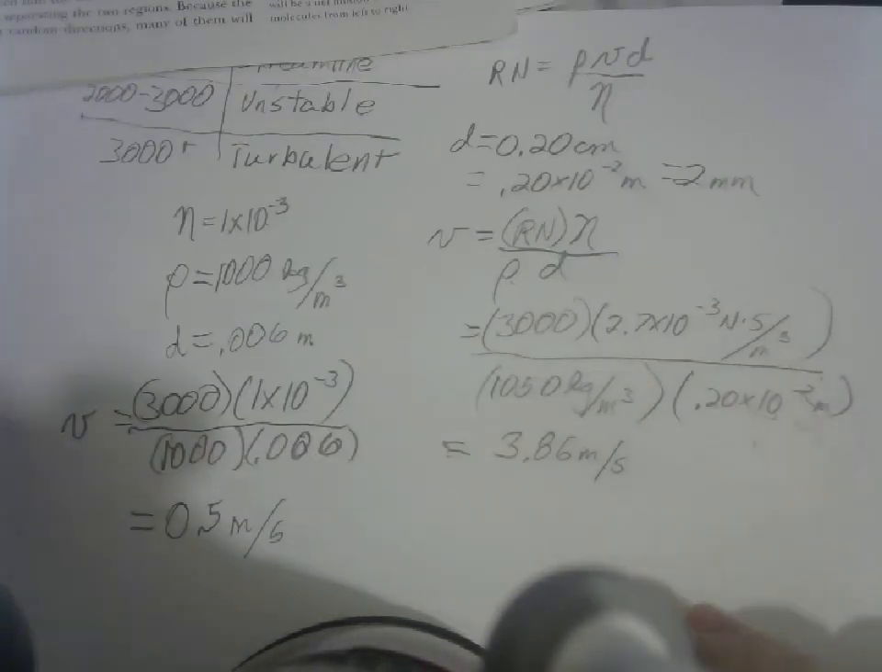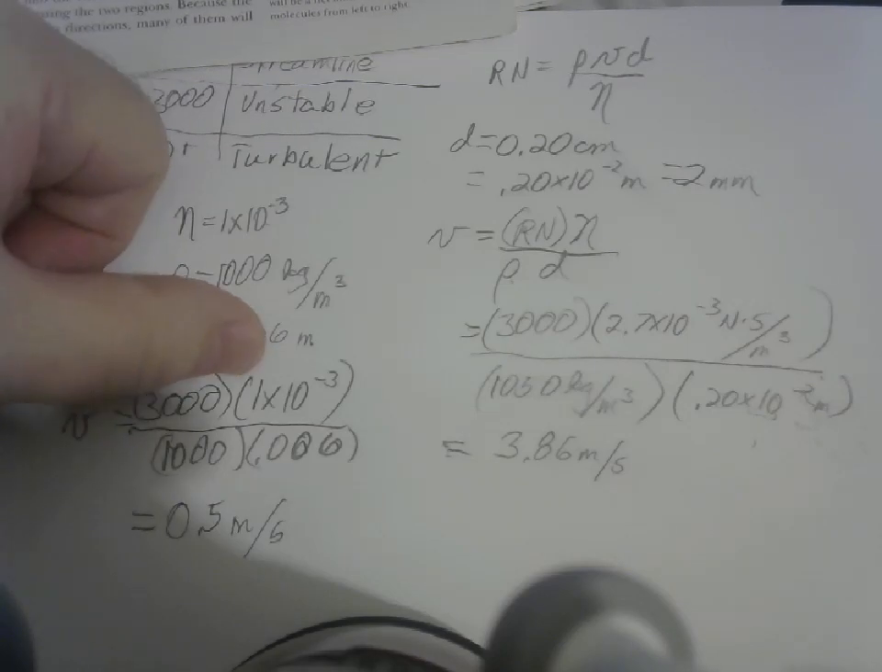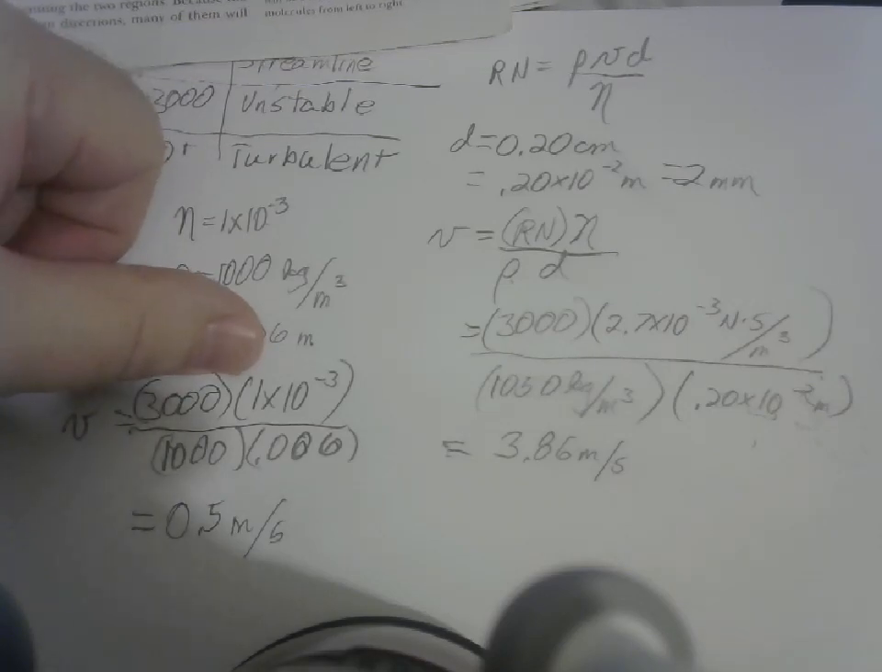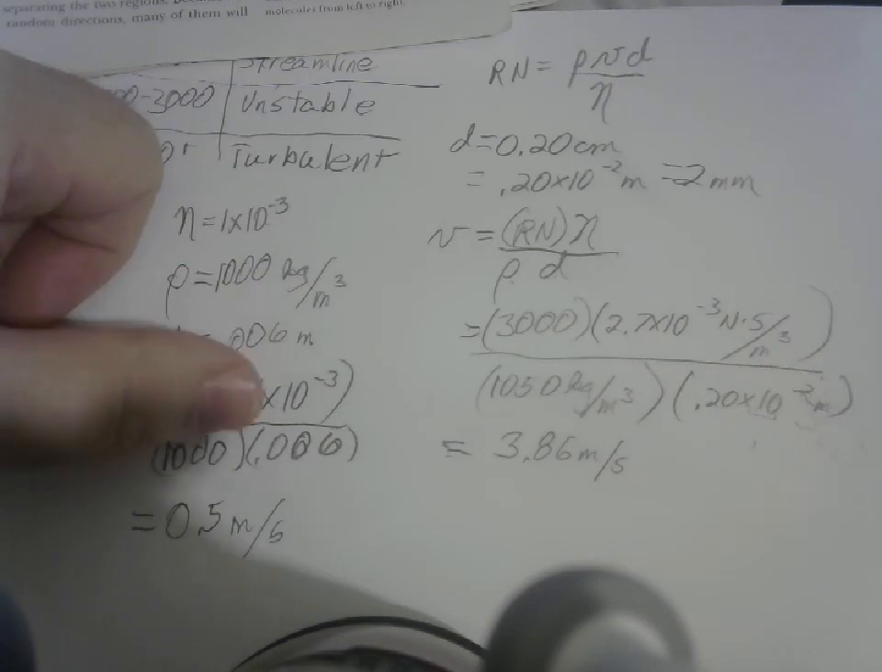So two things: water has a lower viscosity than blood, which slows it down, and it's got a bigger area, or a bigger diameter, which also slows it down.